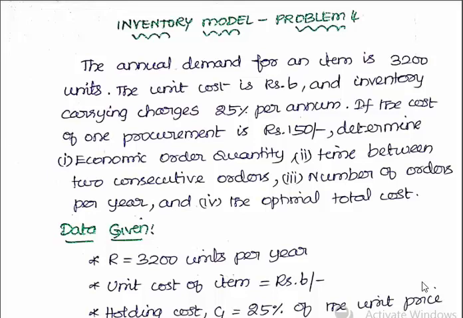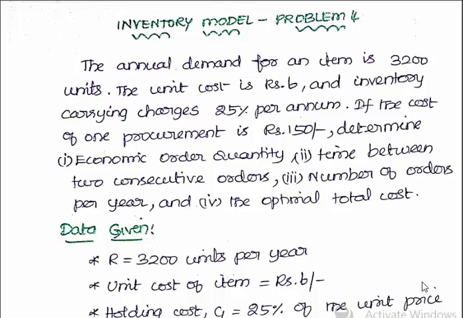Dear students, this is the fourth problem we are going to solve for inventory models. The annual demand for an item is 3200 units. The unit cost is rupees 6 and inventory carrying charges are 25% per annum. If the cost of one procurement is rupees 150, determine the economic order quantity, time between two consecutive orders, number of orders per year and the optimal total cost.